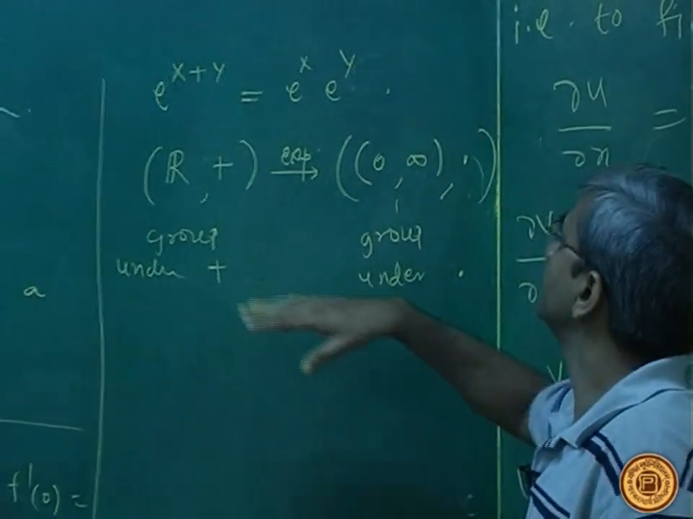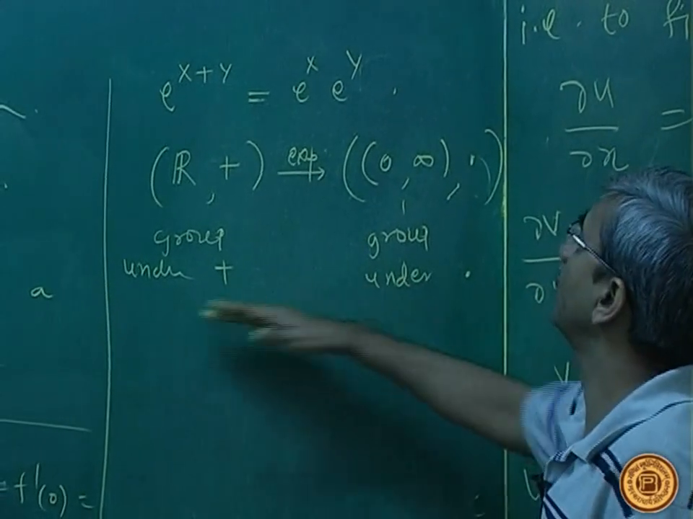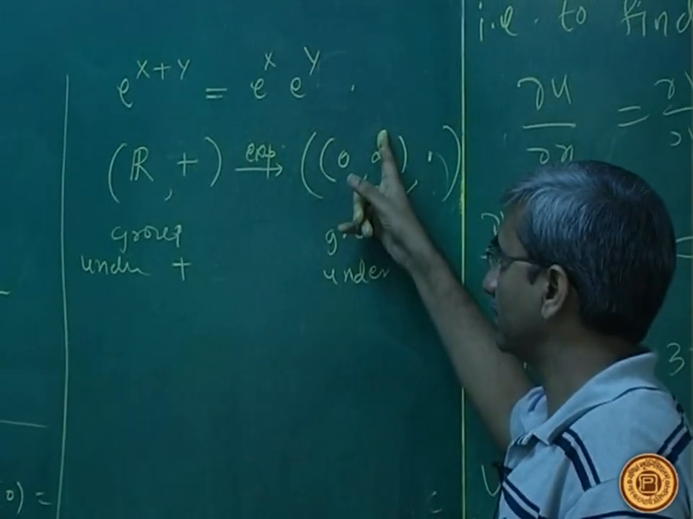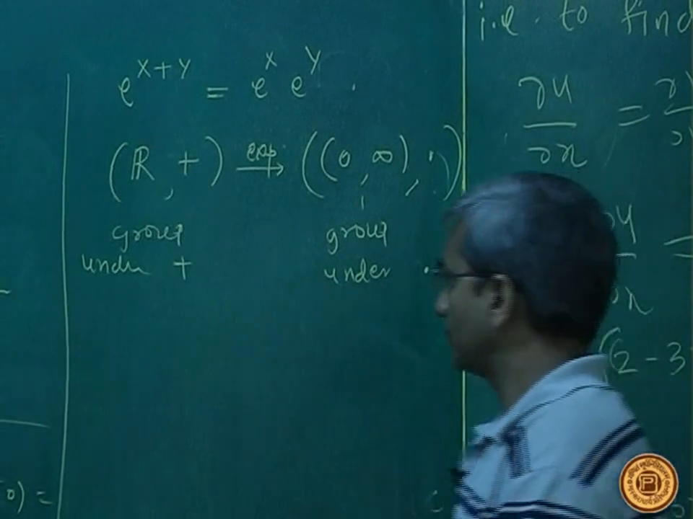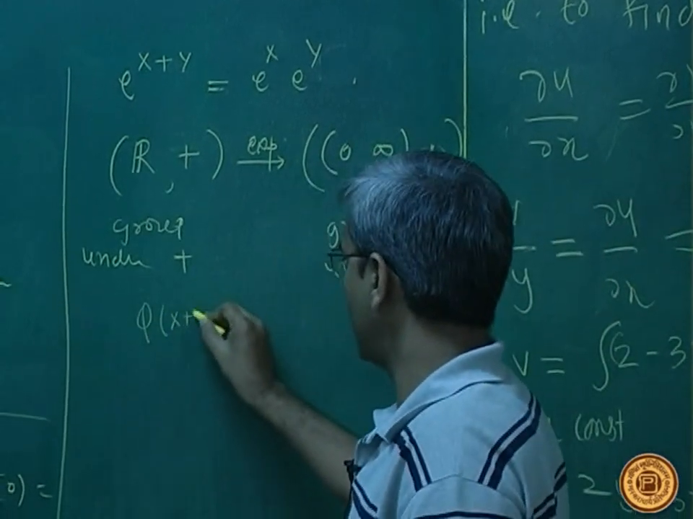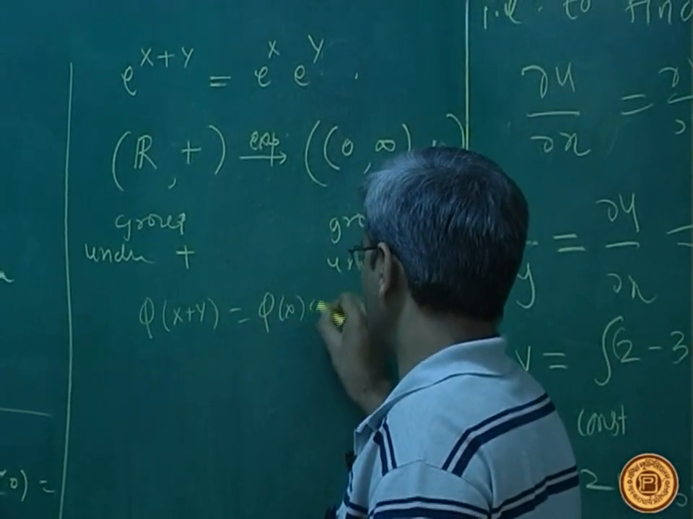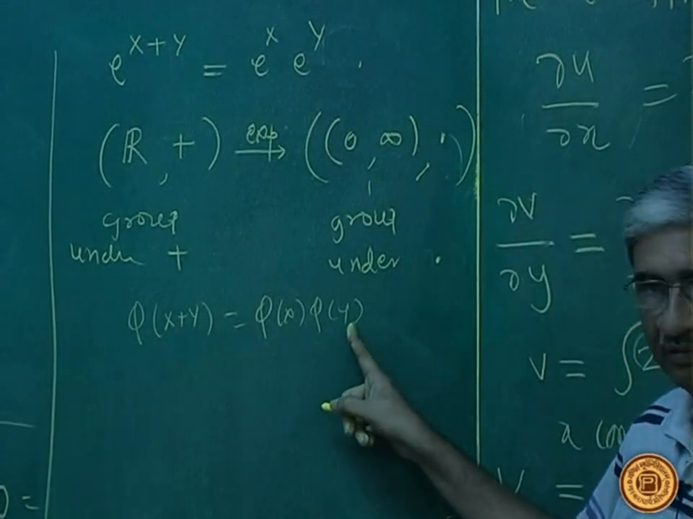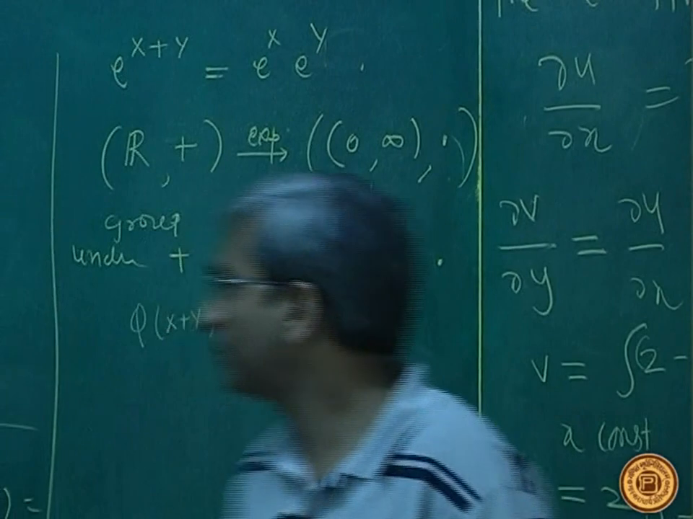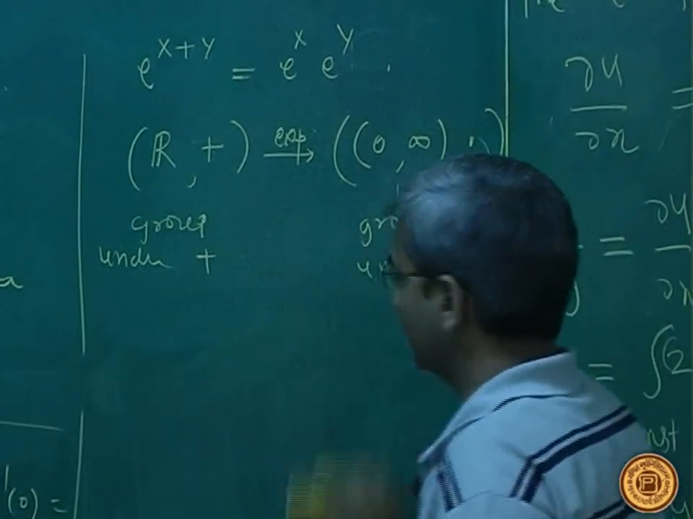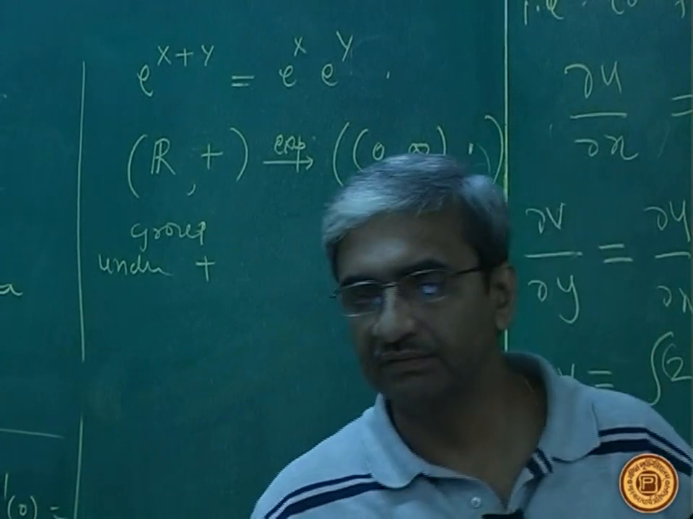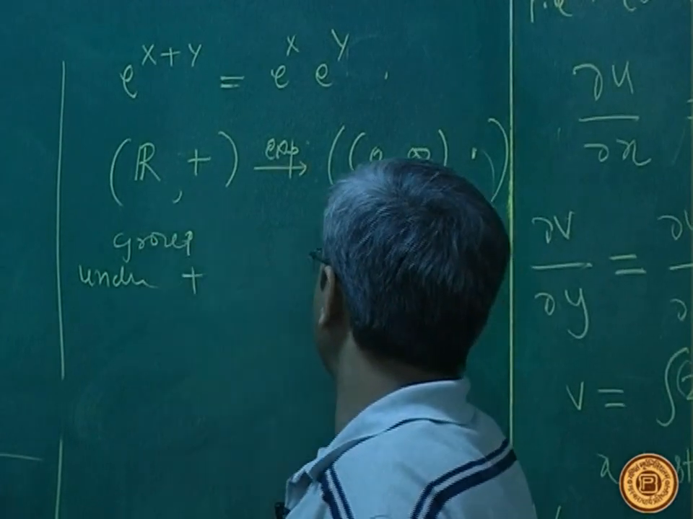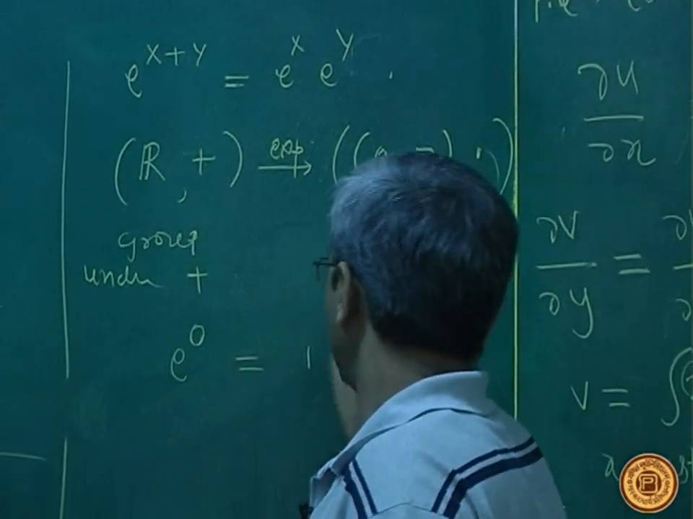Okay. And these two groups are isomorphic via the exponential function, that is, x goes to e to the power x is the mapping. Then suppose phi(x + y) is phi(x) into phi(y), like that, where phi is e to the power x. So this is e to the power x plus y, e to the power x into e to the power y. So this is a group homomorphism. Plus it is a bijection, so it is an isomorphism of groups, these two. Okay. And then it must take identity to identity. So 0 goes to 1. So e to the power 0 equals 1.